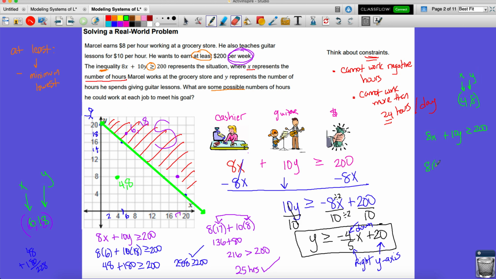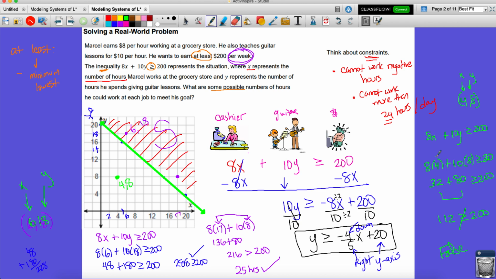So we're going to substitute this 4 for the x. So 8 times 4 plus 10 times 8 is greater than or equal to 200. So we're left with 32 plus 80 is greater than or equal to 200. And when you add this up, you get that 112 should be greater than or equal to 200, but we know that that's not true. This is false.